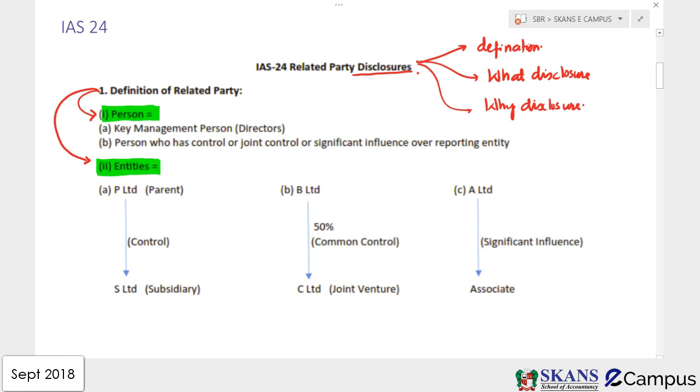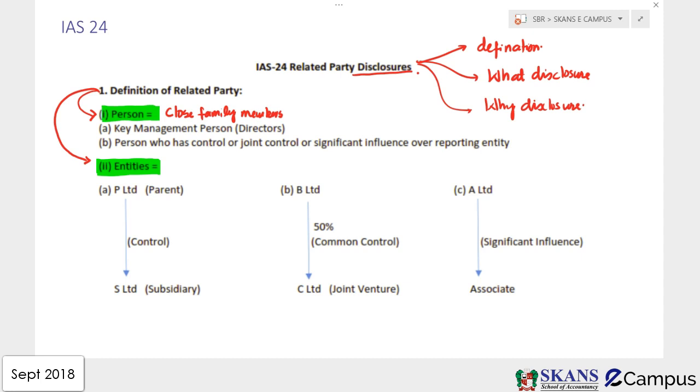Now guys, if a person has been decided to be a related party, the close family members of that person will also be a related party. And what is a close family member? It's purely judgment, but you can say spouse, parents and the children are close family members.